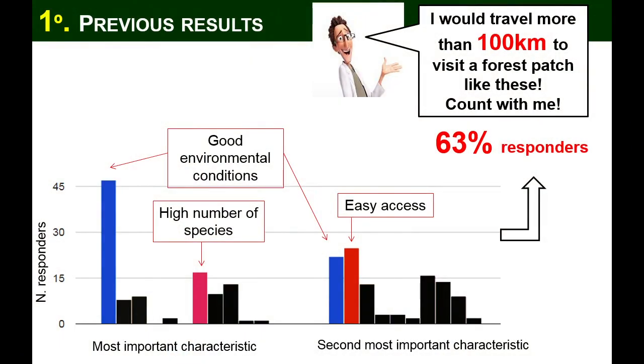Very good. I have another question too. Which is the most important characteristic to consider when you choose one forest patch for bird watching? Most of my responders say, please give me a forest patch with a good environmental condition, high number of species, and easy access. Good. And most of my responders say they would travel more than 100 kilometers to visit a forest patch like this. It's awesome because most Brazilian bird watchers are still not living inside São Paulo, the biggest city of Brazil, so it could be very useful.